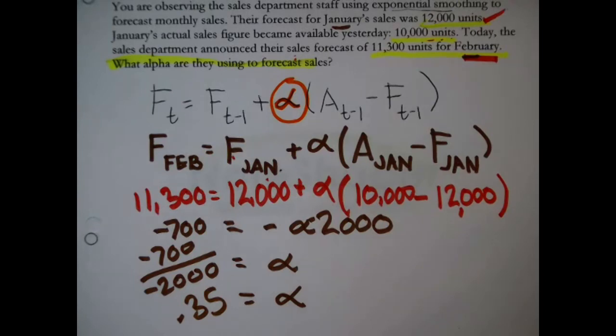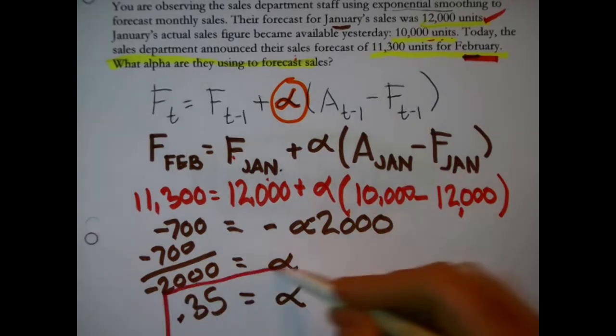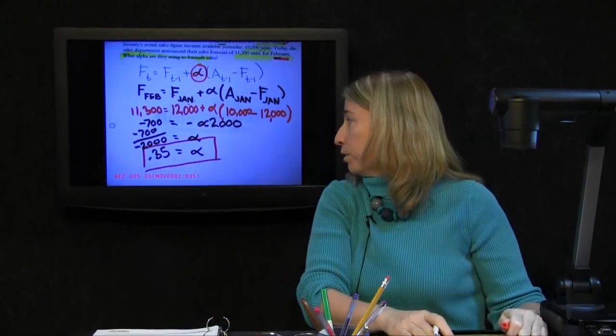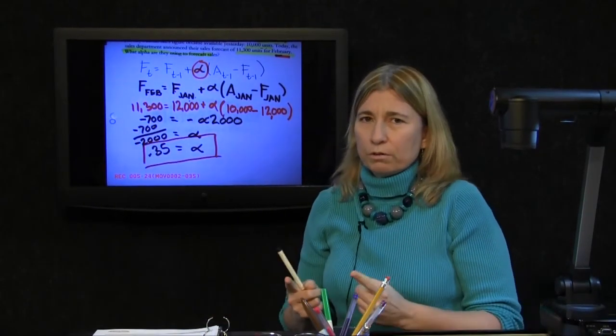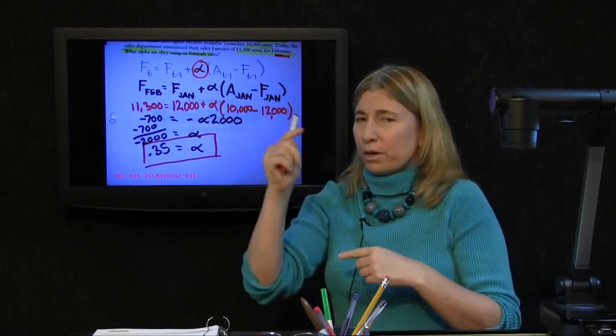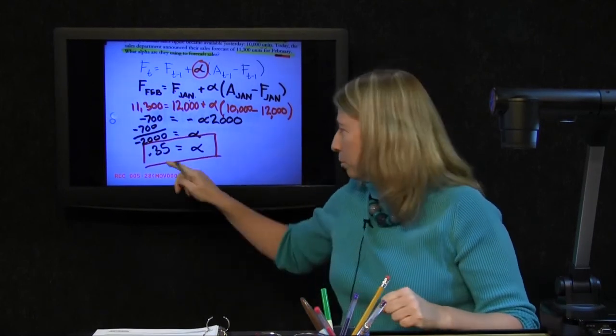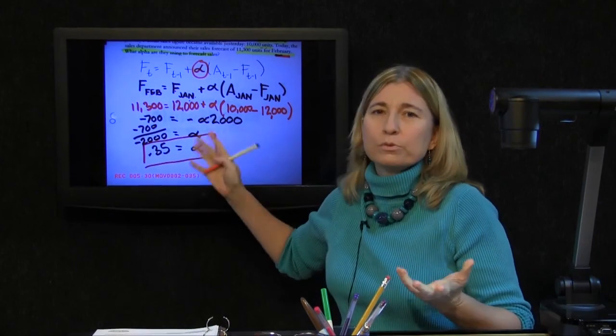They must be using, apparently, an alpha of 0.35. Right, alpha, the smoothing constant, should be something between 0 and 1. So we were anxious by the time we got to the bottom of this problem that we get some number that's between 0 and 1.